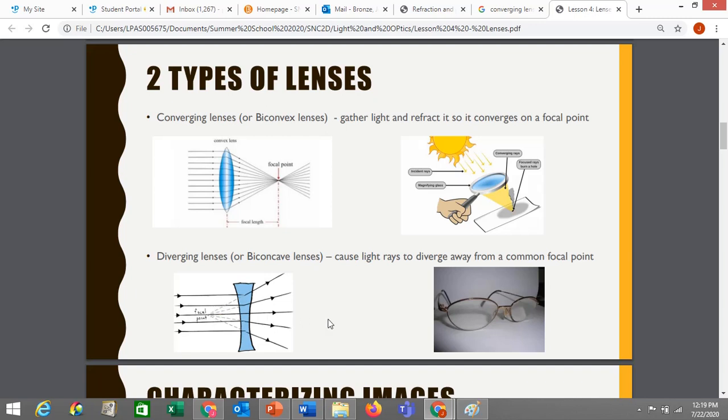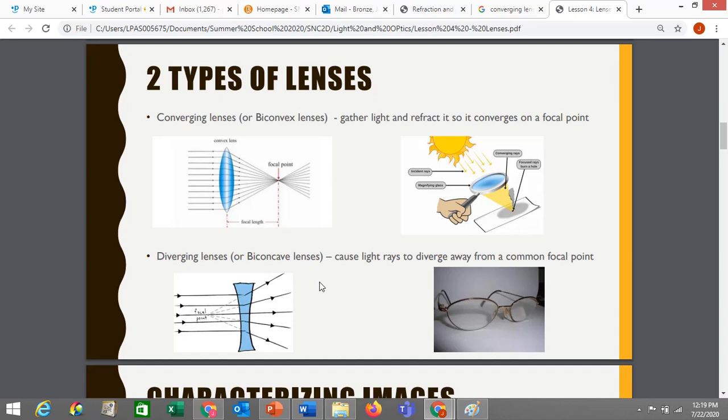An example of where you might find a diverging lens: I wear glasses, I'm nearsighted. So if you are nearsighted and you wear glasses, then your glasses will be diverging lenses. The issue is, if you're nearsighted, your eye is too long. And so the lens that's in your eye focuses the light on your retina, which is what you use to create the image that will pass to your brain. If your eye is too long, then the focal point is in front of the retina.